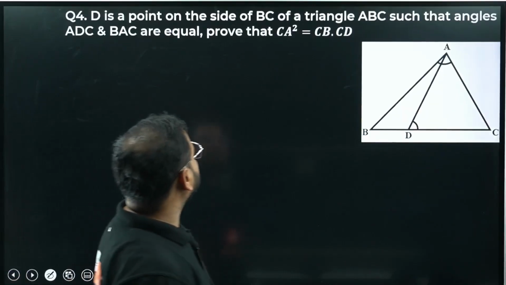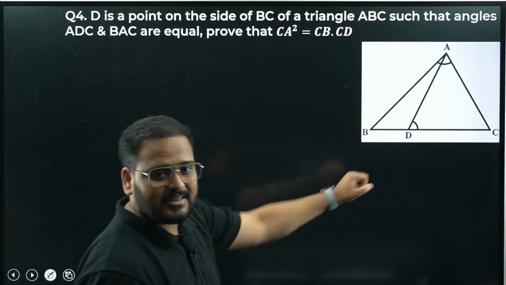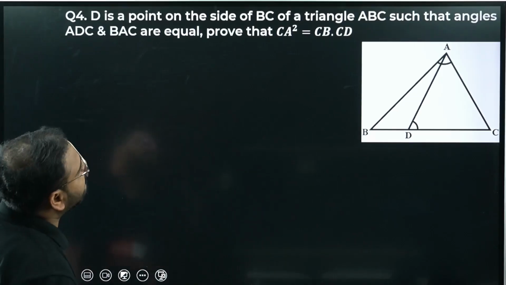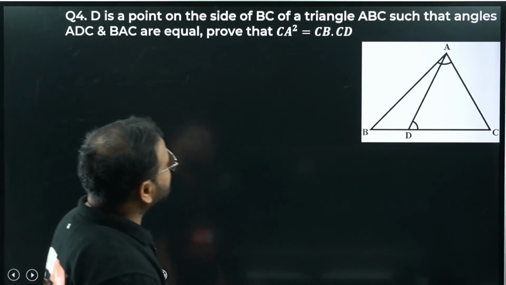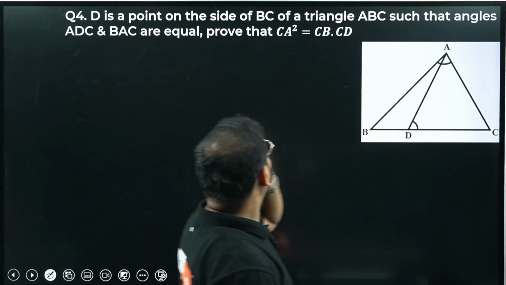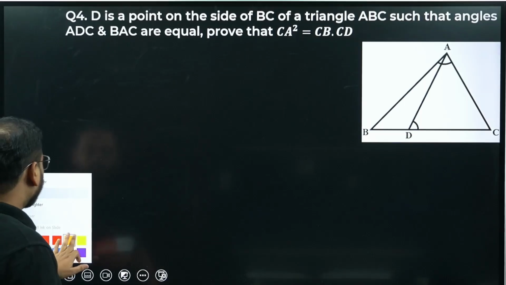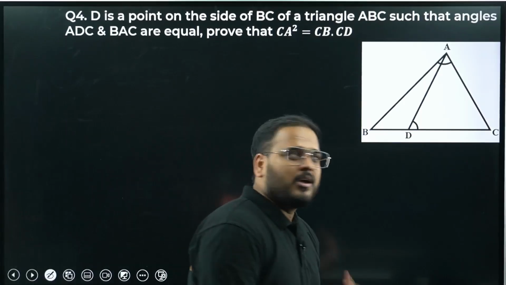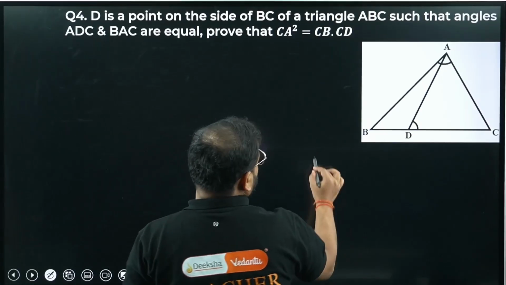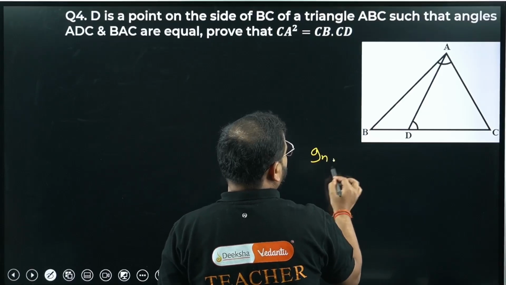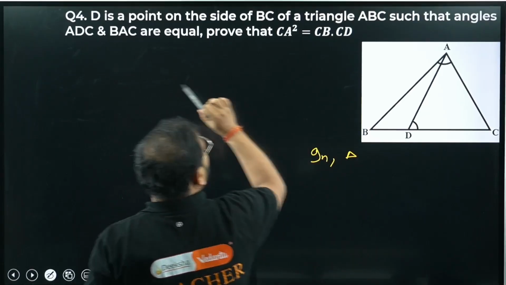D is a point on the side BC, okay, like that, great, of a triangle ABC such that angles ADC and BAC, they have marked it here, ADC and BAC are equal. Prove that CA square equals BC into CD. Okay, let's do it. Similarity, sir, of course. What triangle, sir? They have already given triangle name. No, sir, they have not. Please check. You can write from here, no?